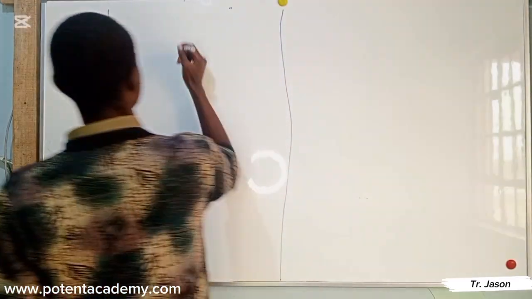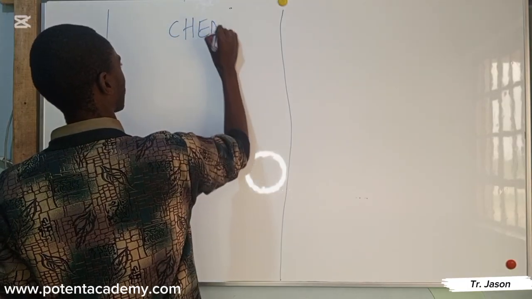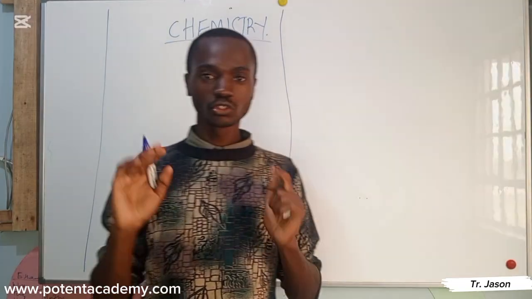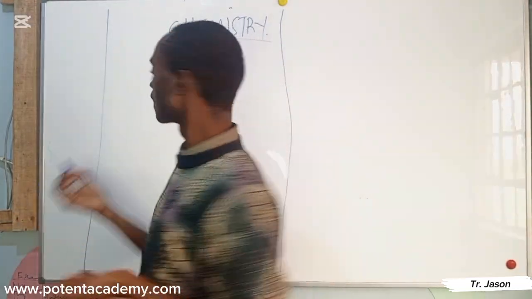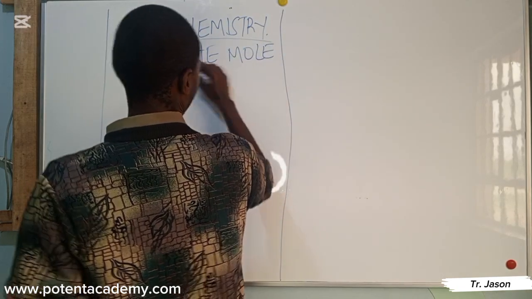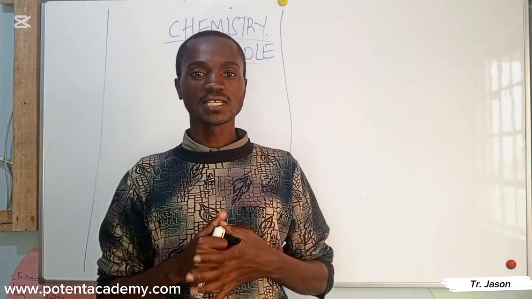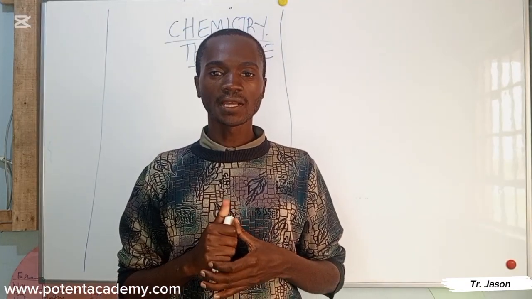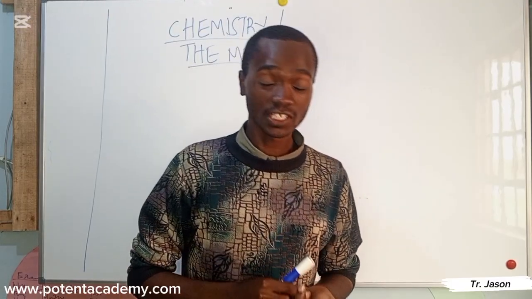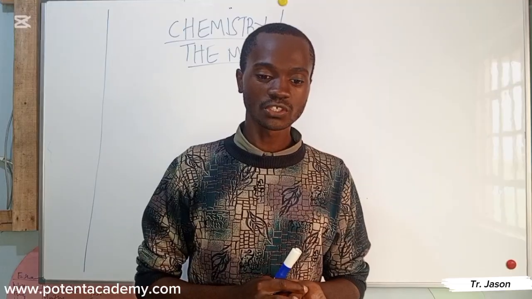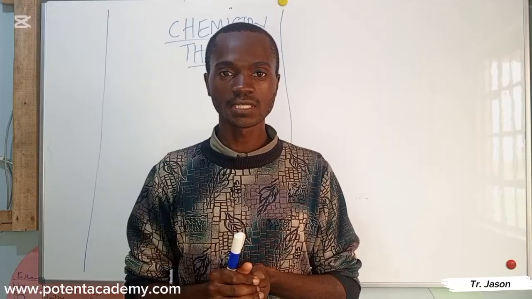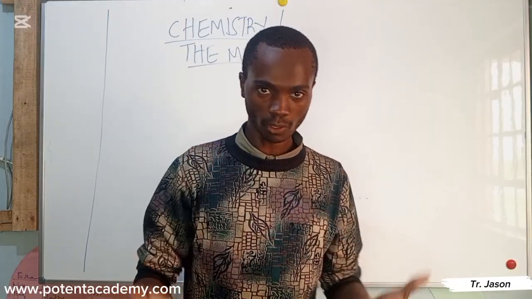This is chemistry. The topic that we are going to do is called the mole. The mole concept is a topic in Form 3 amongst other topics. For example, the first topic is gaseous. The second topic is the mole. The third topic is nitrogen and its compounds. The fourth topic is sulfur and its compounds. And finally, the fifth topic is chlorine and its compounds.